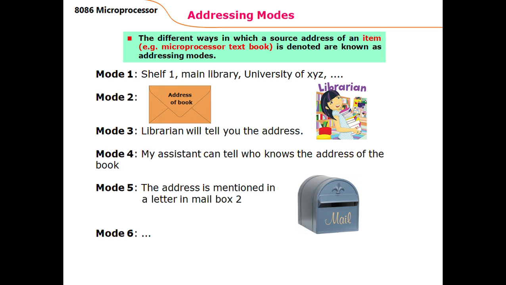So the address of the book can be provided in different ways, and these different ways are called the addressing modes. Just like that, the data is somewhere in the memory or somewhere in the registers. So the address of the data can be represented in the instruction in different ways, and those different ways used to represent the address of the data in the instruction are called the addressing modes.